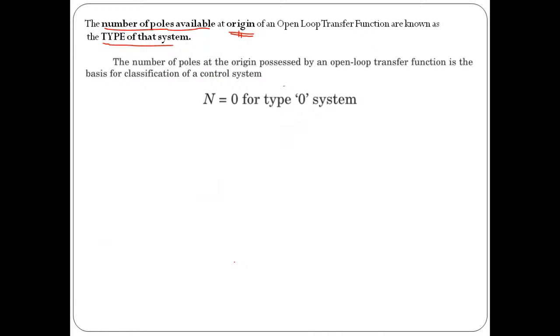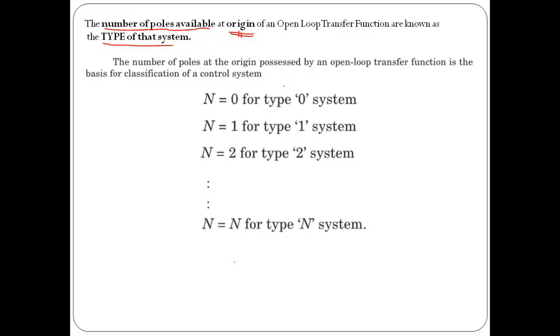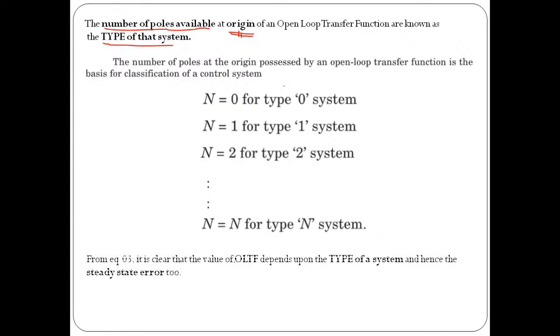The moment you take n equals 0, there will be no pole available at 0, or no pole available at origin, and that type of systems are called type 0 system. In the same way, if you take n equals 1, that means one pole is available at origin. This is called type 1 system. If you take n equals 2, two poles are available at origin. If you take n equals n, n poles are available at origin, nth type system or type n system.